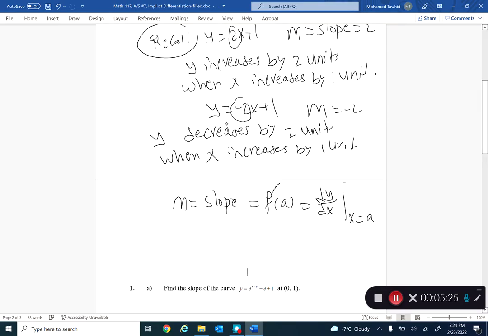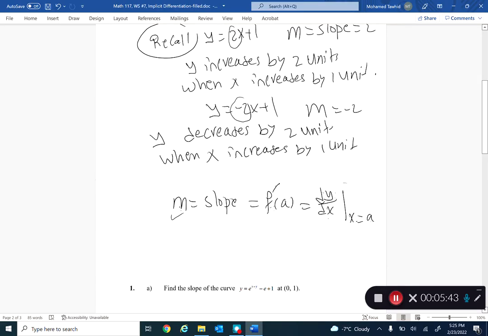So that is our slope, and this slope is going to measure how your y changes, whether it increases or decreases. If m is positive, then your function f or y is going to increase. If your m is negative, then your f or y is going to decrease.